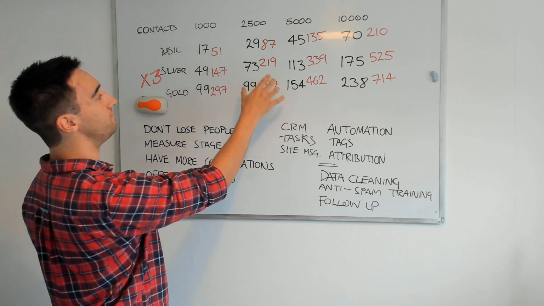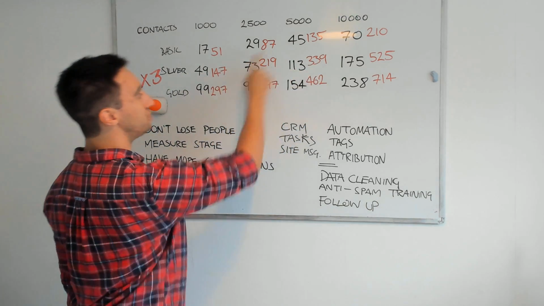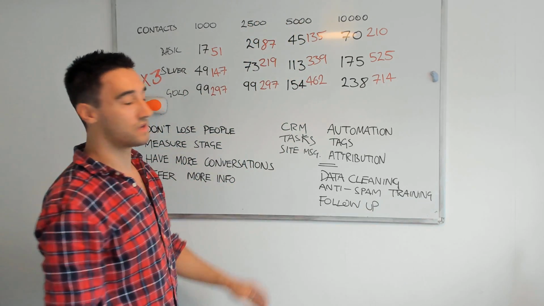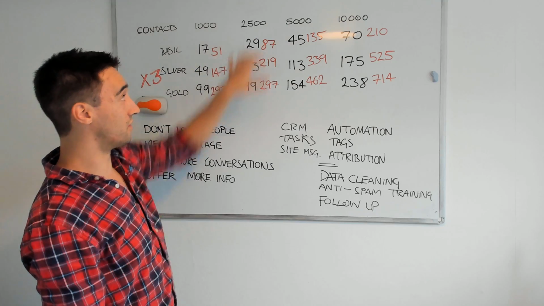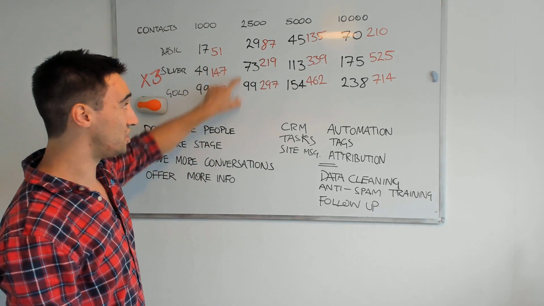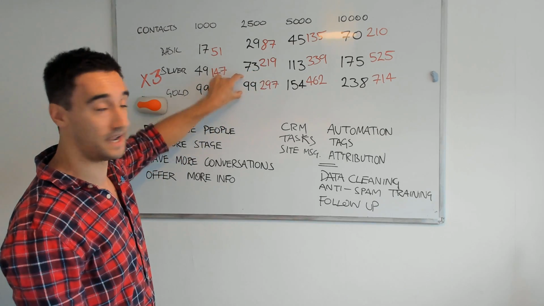And I offered them these two packages here. Depending on the number of subscribers they got, I know they got about 2,500, so I could offer them $219 or $297 a month. That's not a huge difference. They'll probably end up going for this one here.